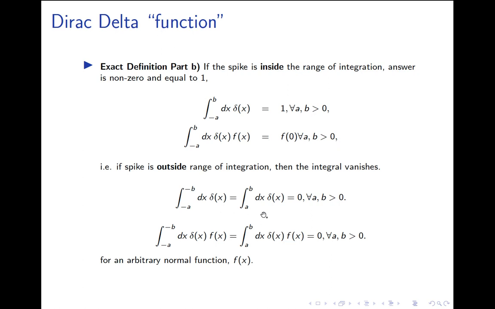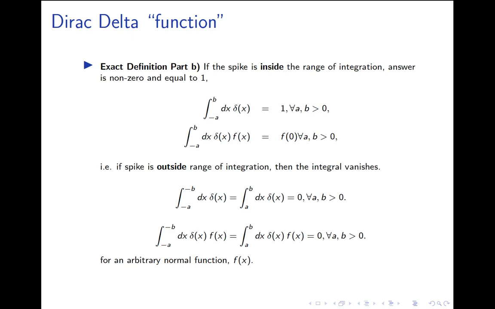So I've written a and b plus, they're both positive, so that means it doesn't include the origin 0. Or if a and b, the upper and lower limit, are both negative, so again that doesn't include the origin. So these will give you 0 values, and similarly for the function f(x), for an arbitrary normal function f(x). Okay, so this is how you define the delta function.